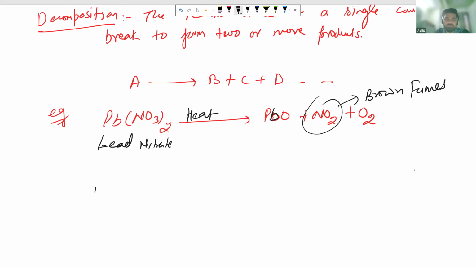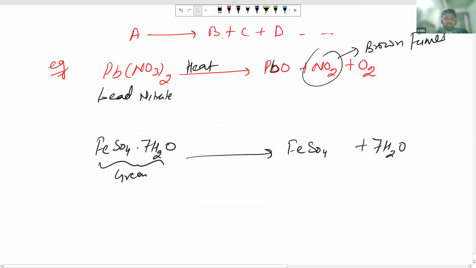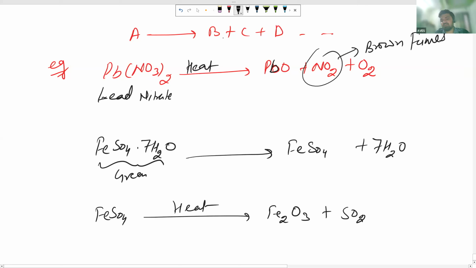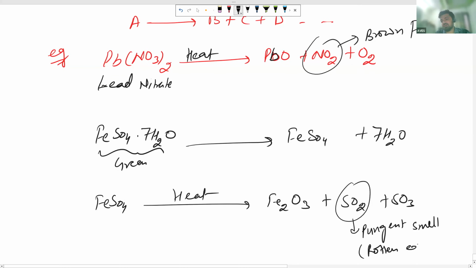Next is heating of ferrous sulfate. FeSO4 7H2O is green in color. When you heat it, first the water of crystallization decomposes, giving FeSO4 plus 7H2O. Then you keep on continuously heating, and it will give you Fe2O3 plus sulfur dioxide plus sulfur trioxide. Note it down. This sulfur dioxide has a pungent smell, like rotten egg.